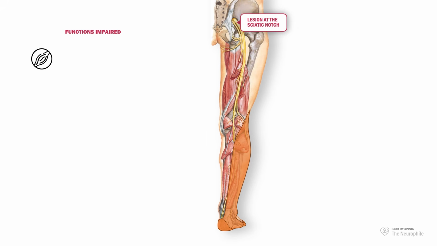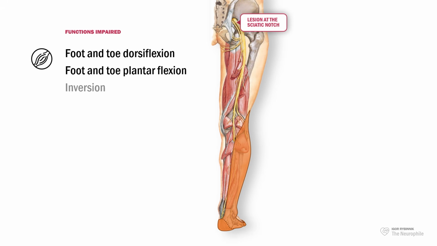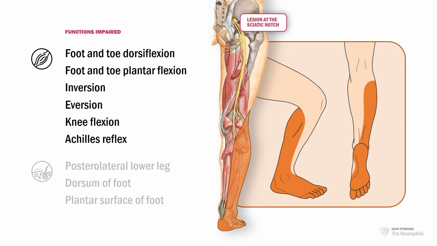With such high sciatic nerve lesions, patients present with a flail foot. You'll see weakness in dorsiflexion, plantar flexion, inversion, and eversion of the foot and toes. Knee flexion will be affected because the hamstrings are also supplied by the sciatic nerve. The Achilles reflex will also be diminished or absent because it's mediated by the tibial nerve. Sensory loss follows the sciatic nerve's territory just as you'd expect. It involves the posterior lateral lower leg, along with both the dorsal and plantar surfaces of the foot.